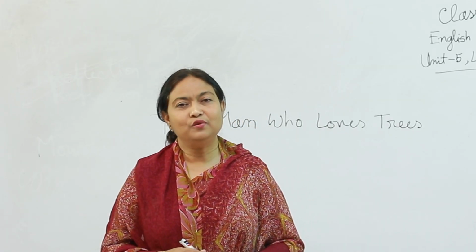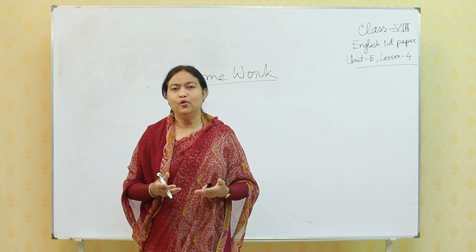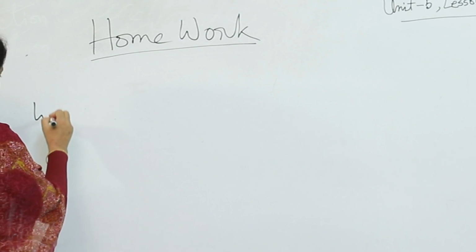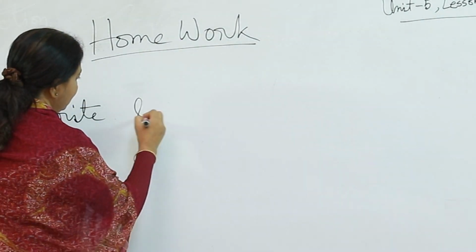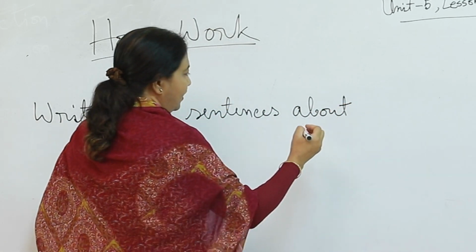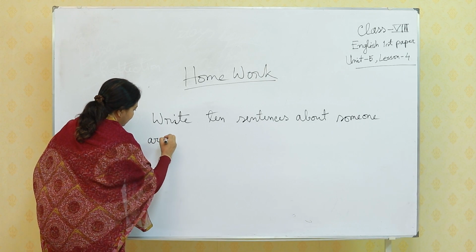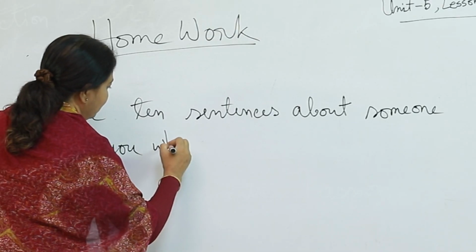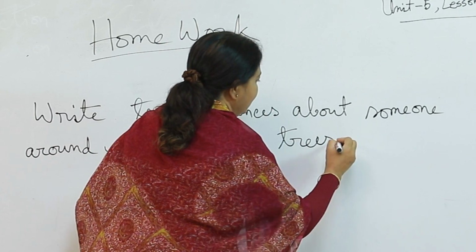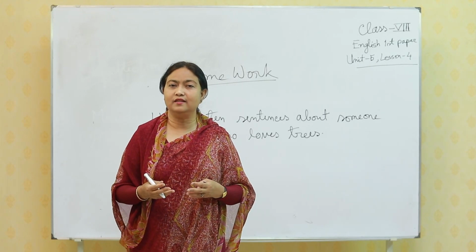Now, students, I'm going to give you homework. The homework is, I think you have seen someone around you who loves trees. Have you seen? Of course, you have seen. So, the homework is, write 10 sentences about someone around you who loves trees. So, students, this is your homework. Try to complete it and submit it to your class teacher after your vacation.